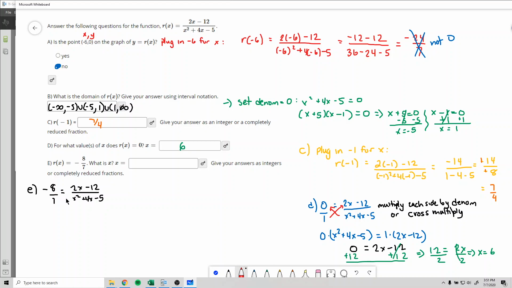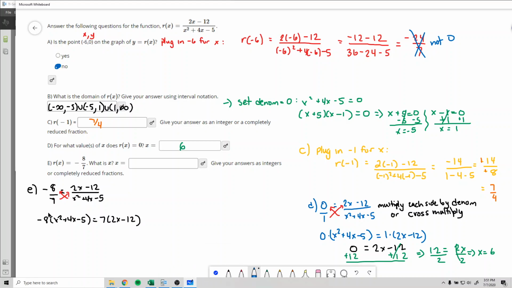I guess one benefit of this one is it's already written as a fraction, so it's more easily seen that you can cross multiply. That's 7. Let me make it more emphasized. So we cross multiply, and we got negative 8 times x squared plus 4x minus 5 equals 7 times 2x minus 12.